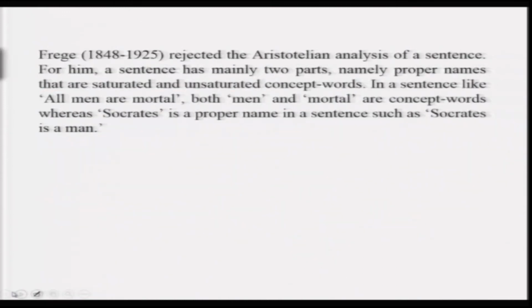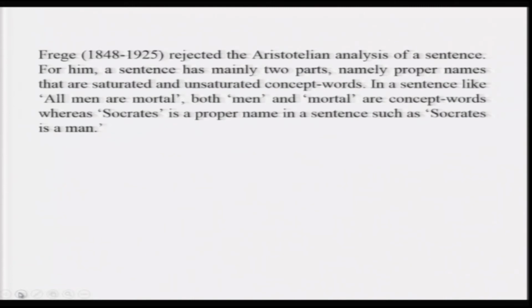And then comes Frege. You can consider him the central figure as far as formal semantics or modern semantics is concerned. Montague borrowed so much from him. In fact, the entire semantic model Montague built is based on Frege's principle of compositionality, which we are going to discuss in detail. Frege rejected the Aristotelian analysis of a sentence. We will talk about why he rejected it.